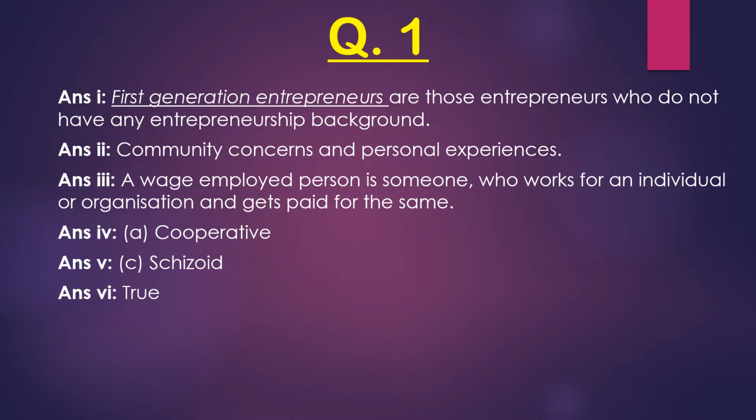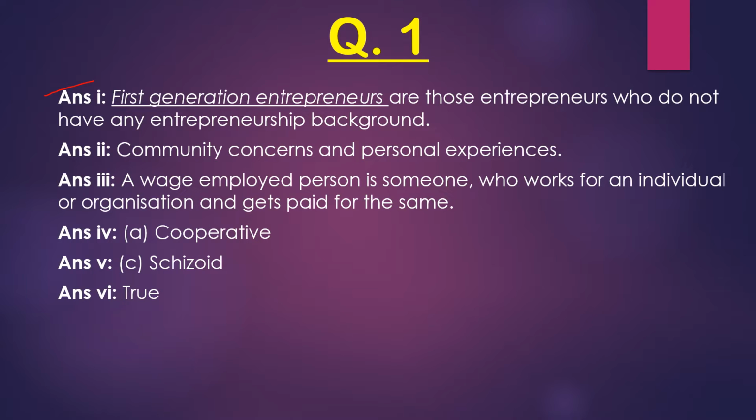Here is answer 1. Now talking about answer first, you can see that I have underlined first generation entrepreneurs. As you can recall from the easy sample paper solutions video, if you underline the main keyword of the answer, then it looks highlighted and the answer looks more presentable. So you can underline any main keyword. If you think it is a main keyword of the answer, then you can underline it to highlight it.